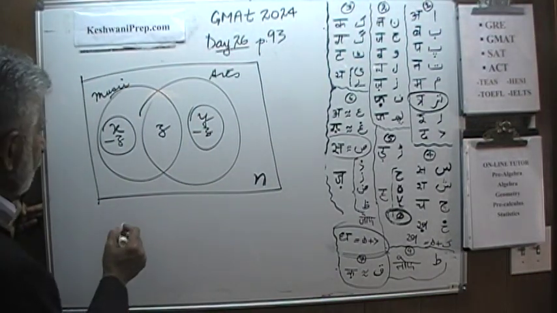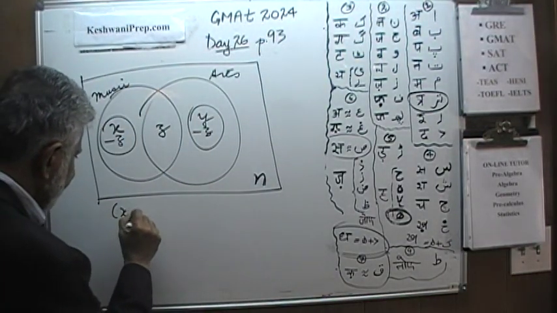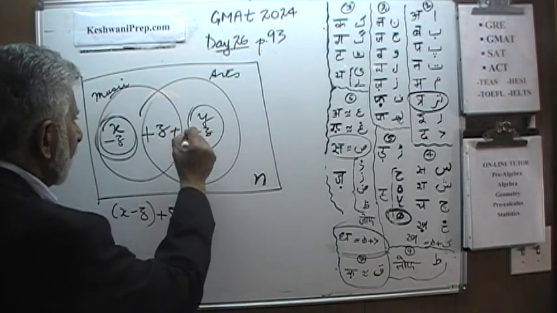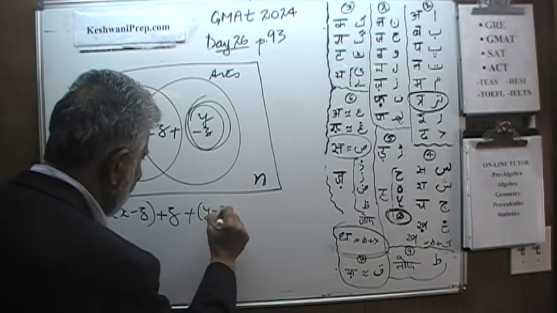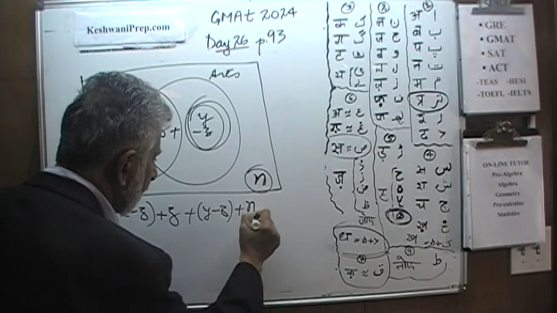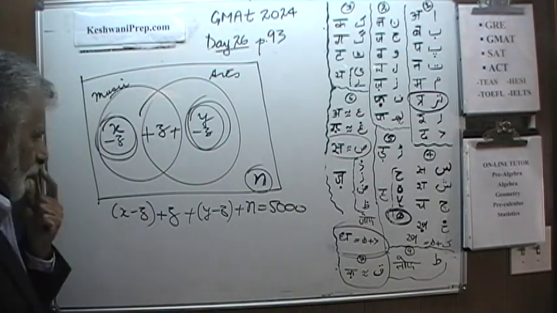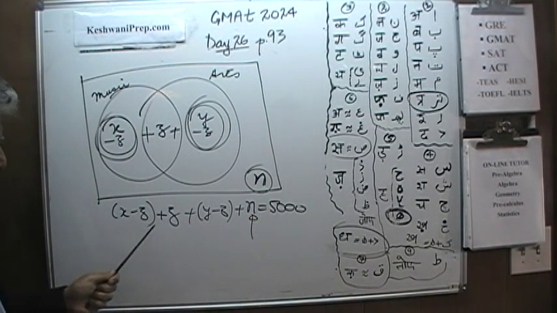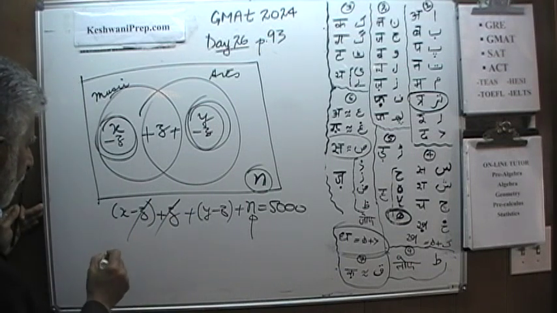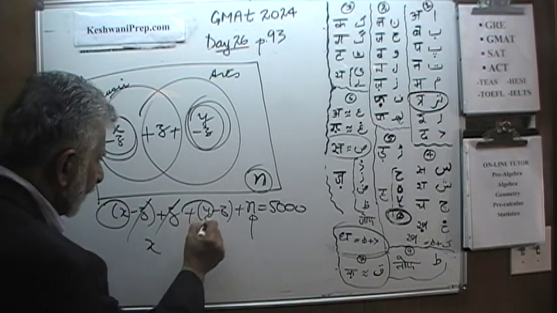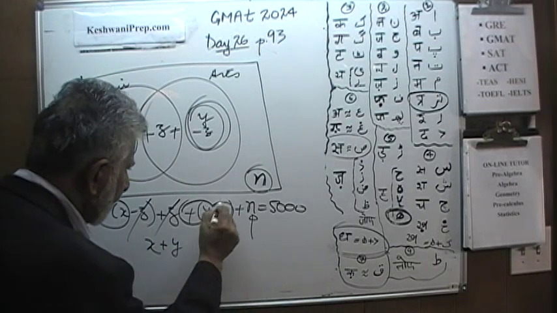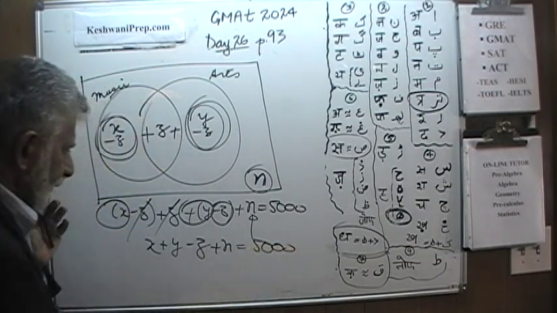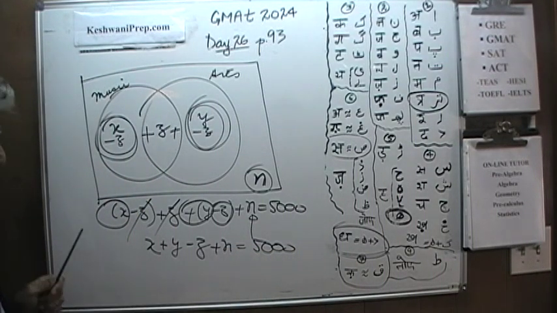Let's do it. So X minus Z right here plus Z plus Y minus Z plus N has to equal 5,000. And we are interested in this guy. Let's see what we can do. I see minus Z and plus Z, let's get rid of that. And what we end up with is that X plus Y minus Z plus N equals 5,000. We could continue here, bottom, as long as you're able to see it.